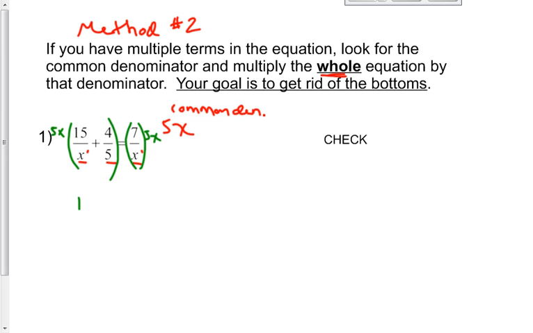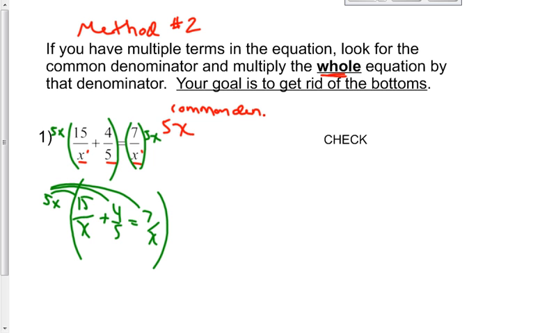Another way that some people will write this, and I'm fine with that, is 15 over x plus 4/5 equals 7 over x. Make one great big huge bracket, put your 5x out here, and you're doing a distribution. Once, twice, and 3 times, which would be on the other side of the equation. So either way, just make sure you're multiplying everywhere.